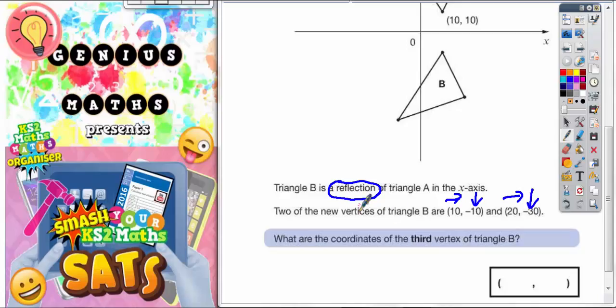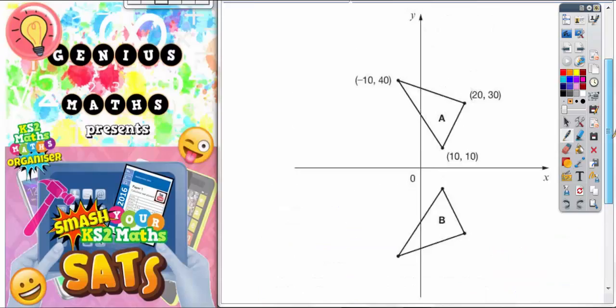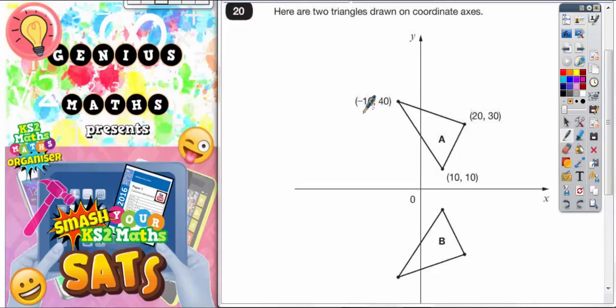Remember, vertices is just a posh word for corners, and vertex is just a posh word for a single corner. So what they're asking is what is the coordinates of the third corner of triangle B? And they've given us two of the corners here. So let's go back to our diagram and let's see what we can do. Well, let's talk about the 3 points we've got.